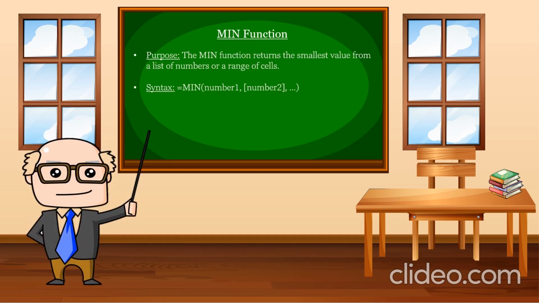So we'll first start with the min function, the minimum function. The purpose of this function is that it returns the smallest value from a list of numbers or a range of cells. That means you can type numbers in the function.